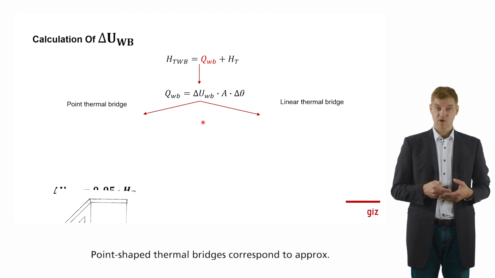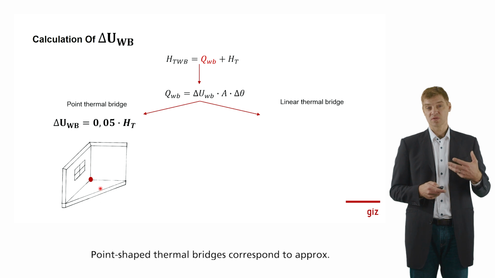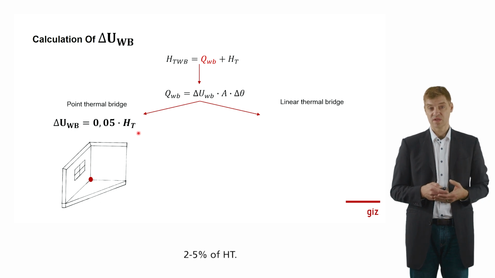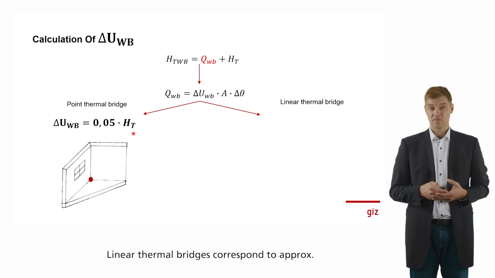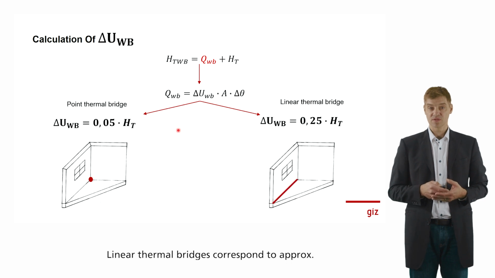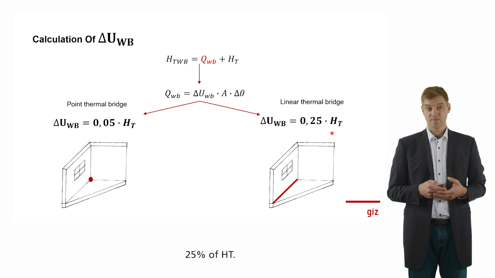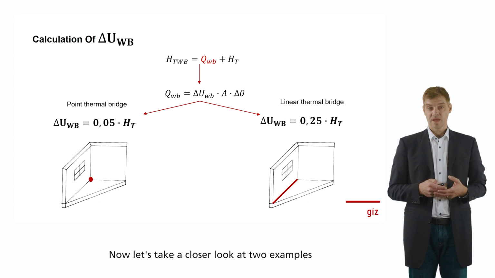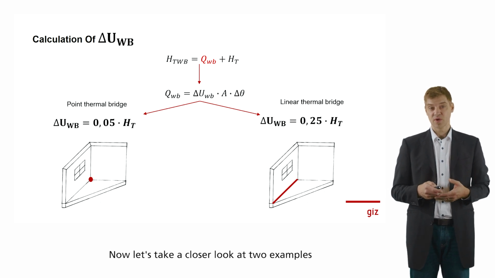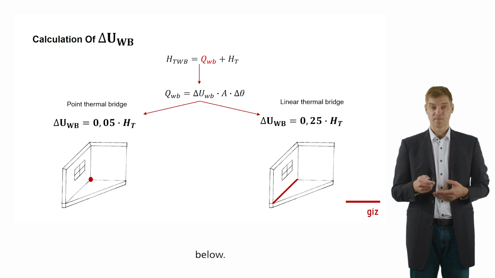Point-shaped thermal bridges correspond to approximately 2 to 5% of H_T in sum. Linear thermal bridges correspond to approximately 25% of H_T. Now let's take a closer look at two examples below.